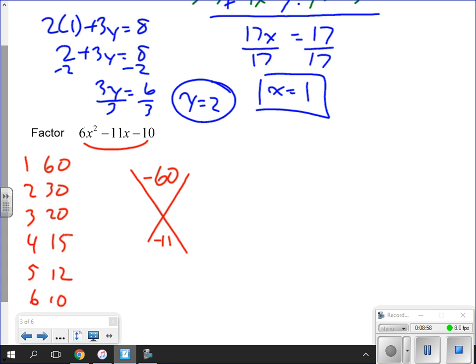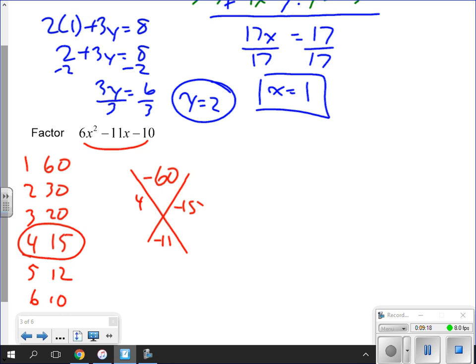Because both of these are negative, I want ones where I subtract them and get 11. 4 and 15, I subtract those, I get 11. I have 4, I have 15. This is negative, so that one's negative. Bigger number matches whatever's on the bottom.